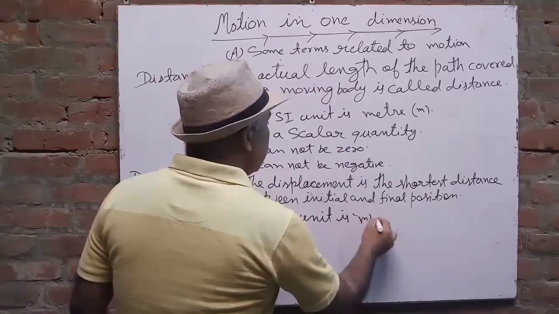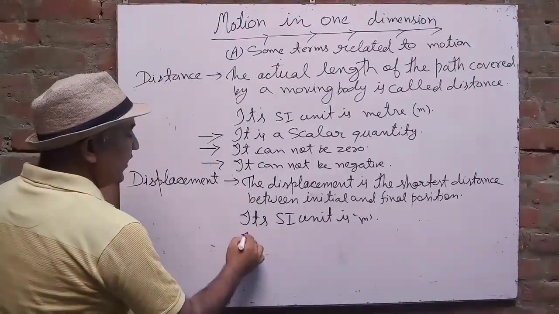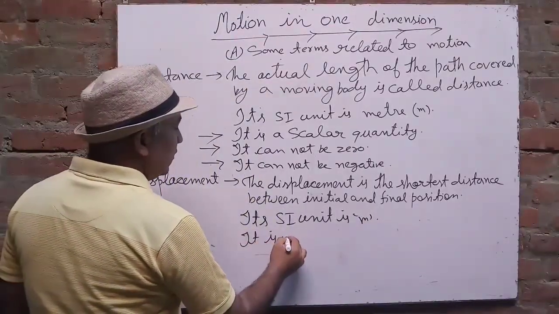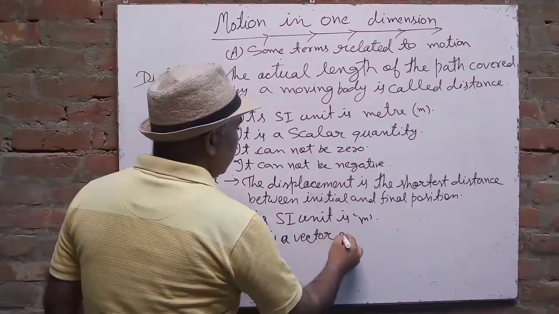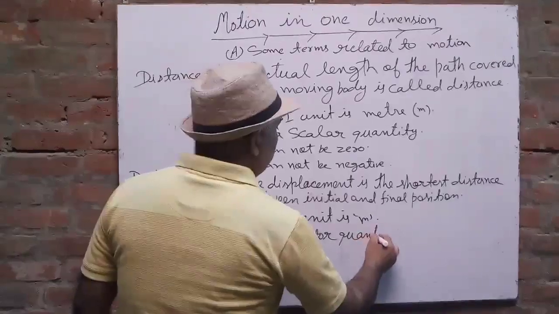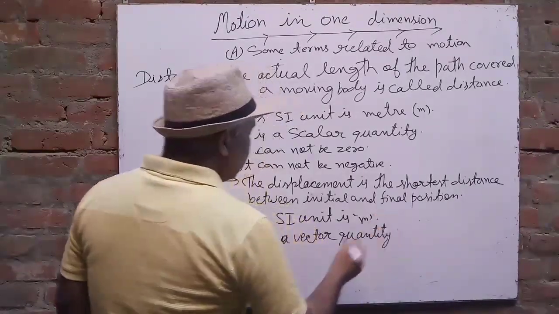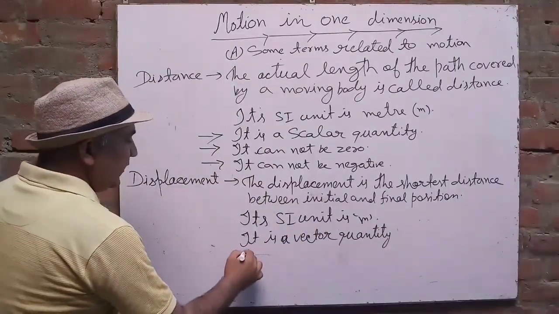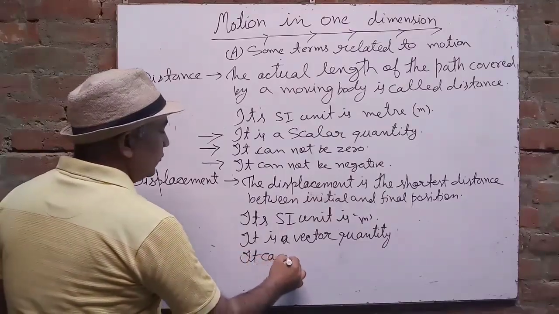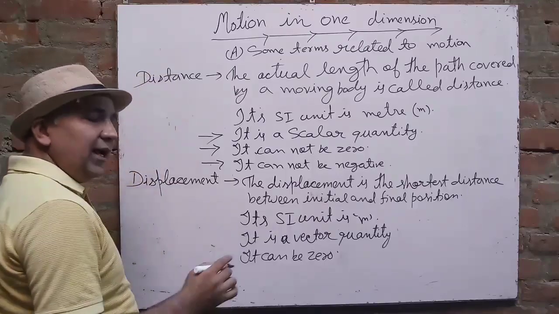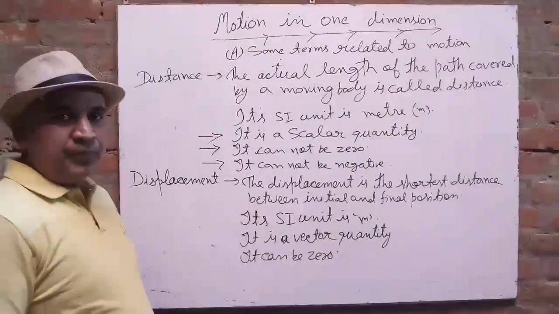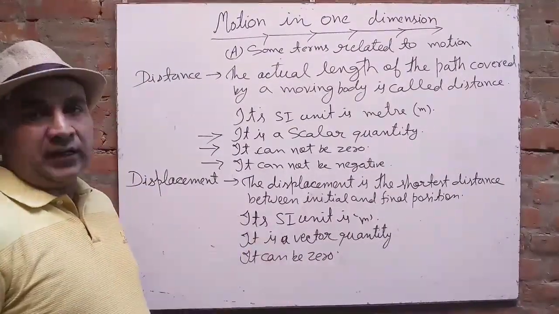Its SI unit is meter. It is a vector quantity, and it can be zero. It can be zero and it can be negative also, and it depends on the path.